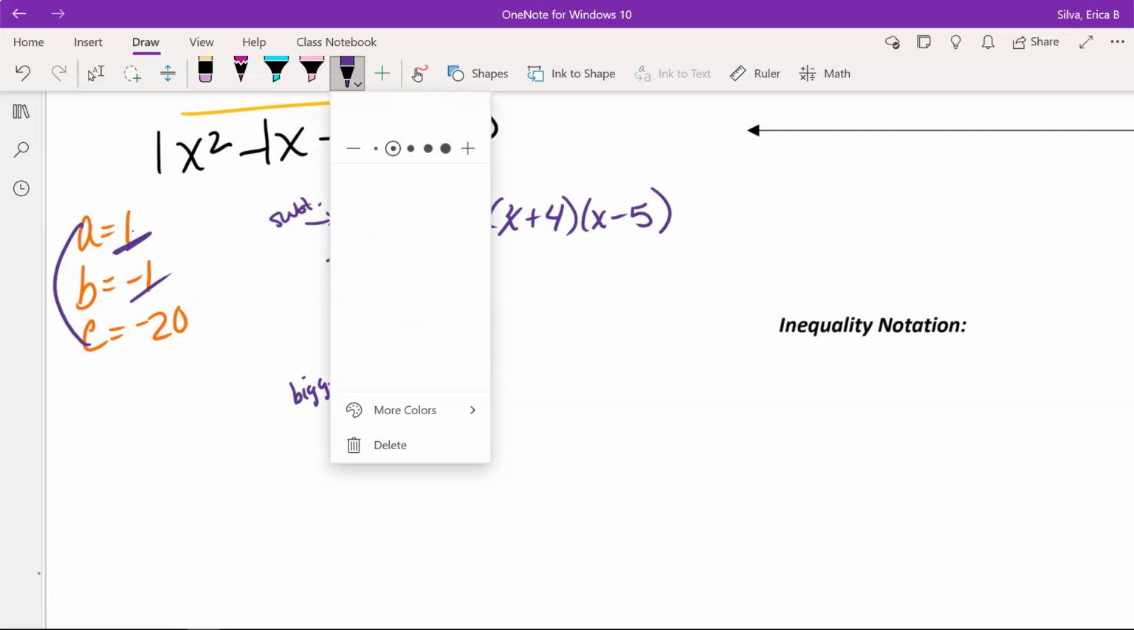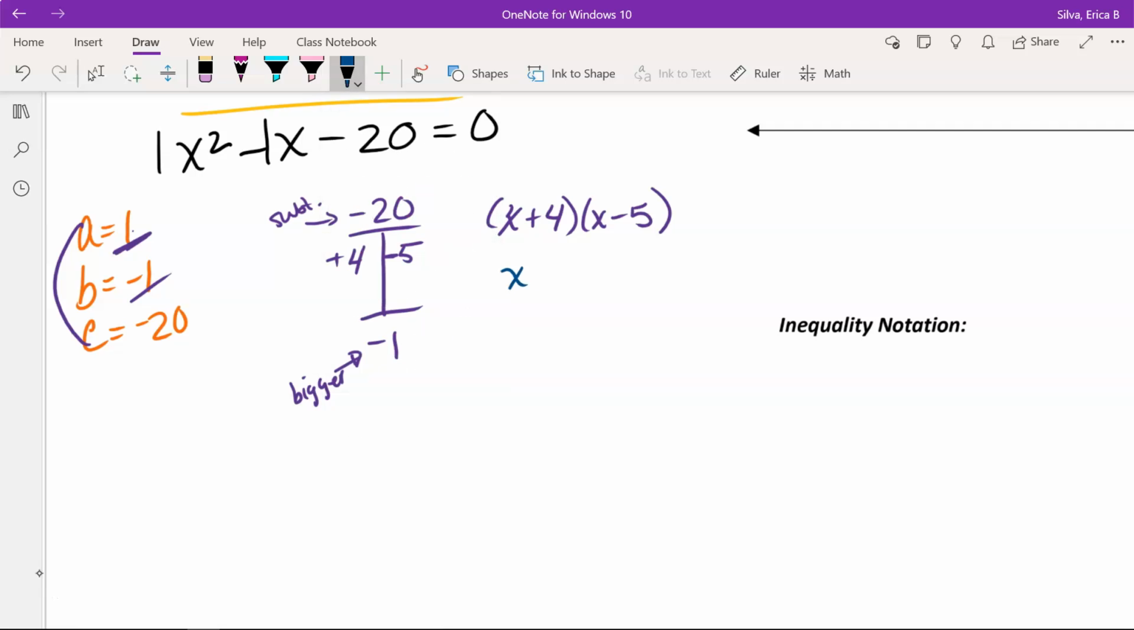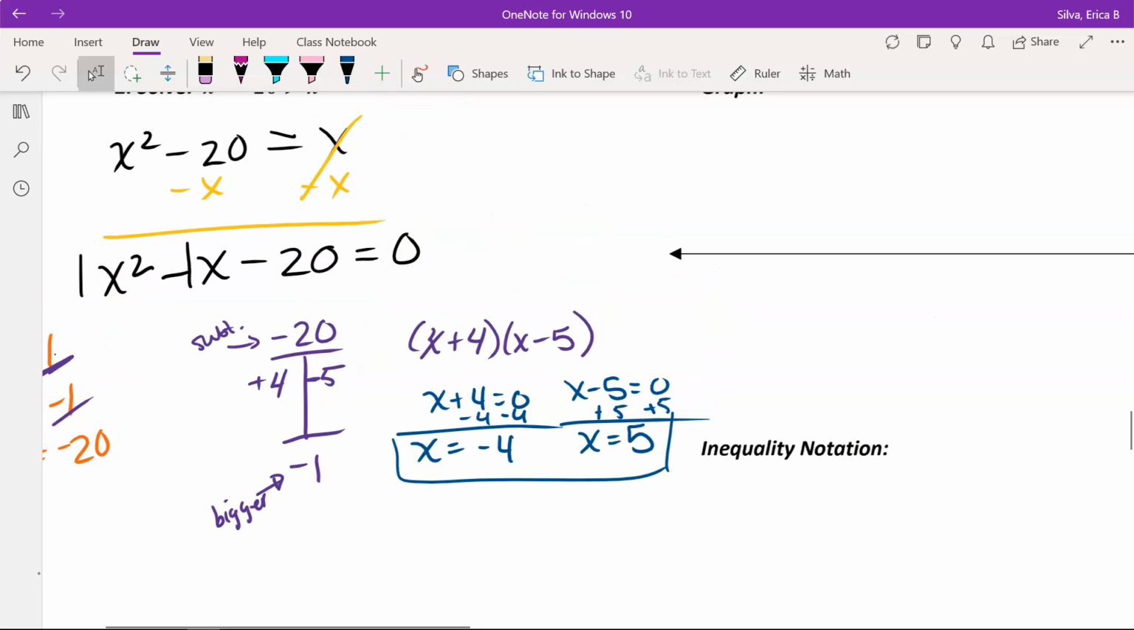That's the equation in factored form. So we're going to make them equal to 0 so we can solve. x plus 4 equals 0, x minus 5 equals 0. We get x is equal to negative 4, x is equal to positive 5. Okay, so we're going to plot those 2 points, at negative 4 and positive 5.